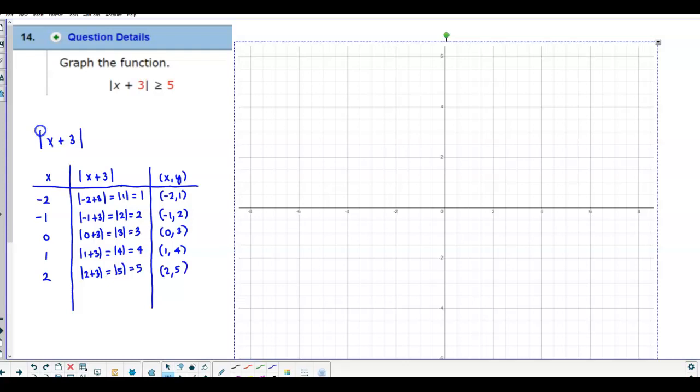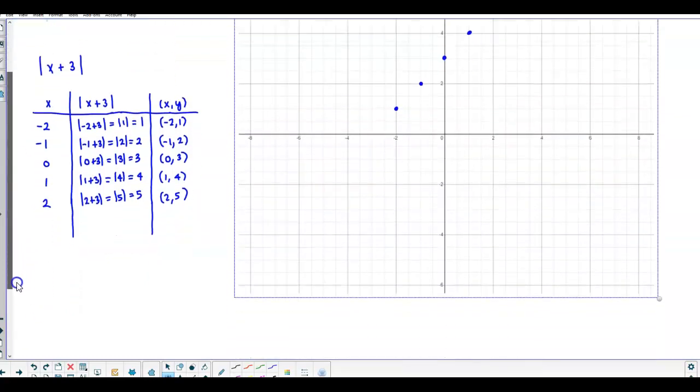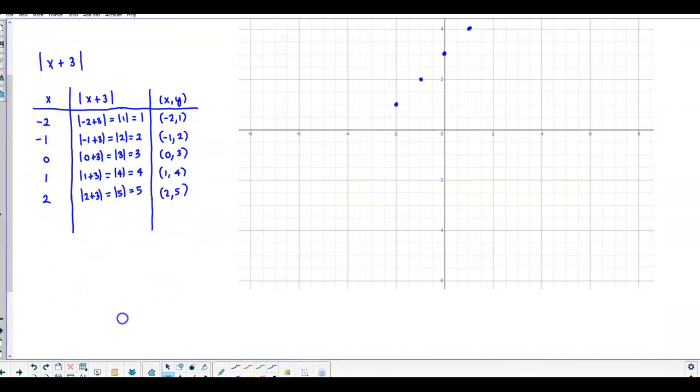Now let's go ahead and plot these points on our number line. So we have negative 2 and then positive 1. We have negative 1 and positive 2. We have 0 and then positive 3. We have 1 and then positive 4. We have 2 and then positive 5. So in this graph, that means we need to go a little bit further with our negative values.